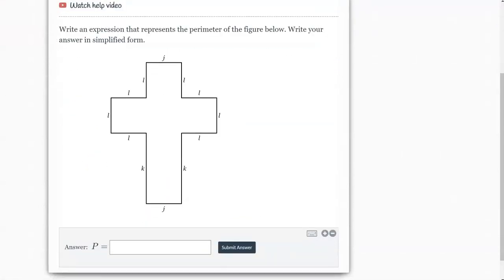Again, they want us to express the perimeter, the sum of all the sides, using combining like terms. Let's take a look here. How many L's do I have? Because there's a lot. 1, 2, 3, 4, 5, 6, 7, 8. 8 L's. So I'm going to write that here. 8 L's. Looks like I have a J on the top and the bottom, plus 2 J's, plus 2 K's, and I'm done.